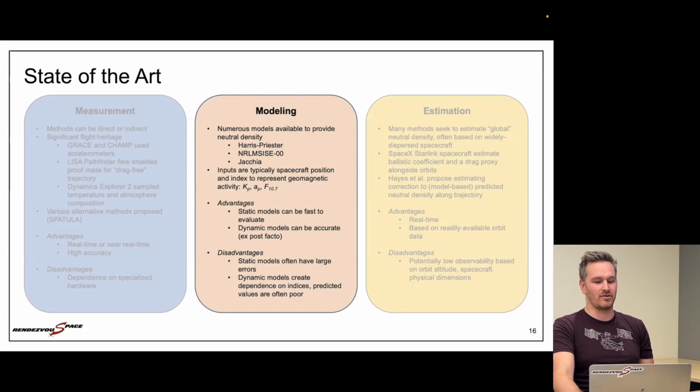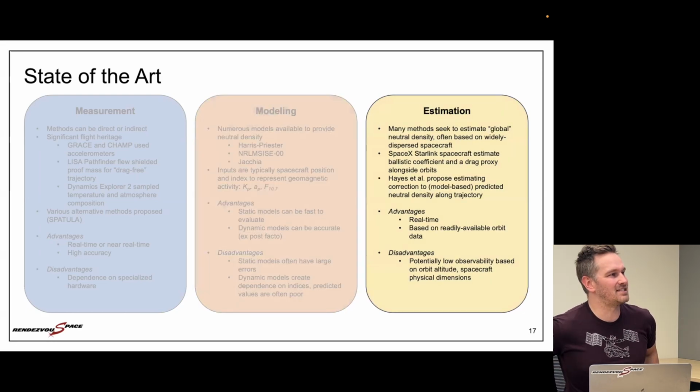Disadvantages are that static models like Harris-Priester can have very large errors. Dynamic models are dependent on these indices. They're very bad at prediction, and they place a burden on operators. If you're trying to use them in flight, your operator needs to provide updated indices at a steady pace. Otherwise, the model doesn't work.